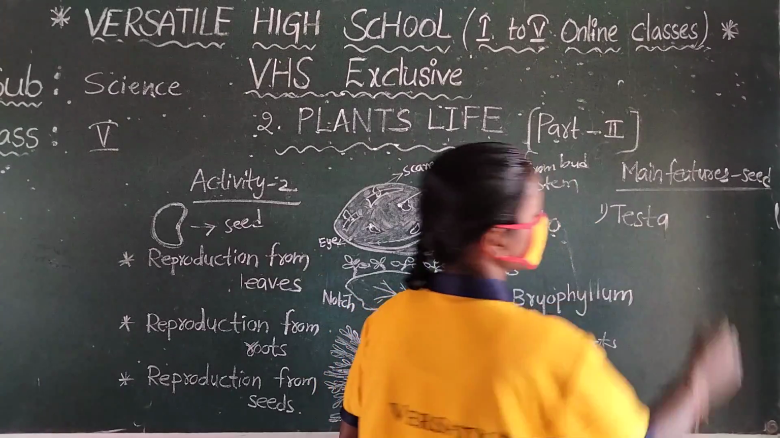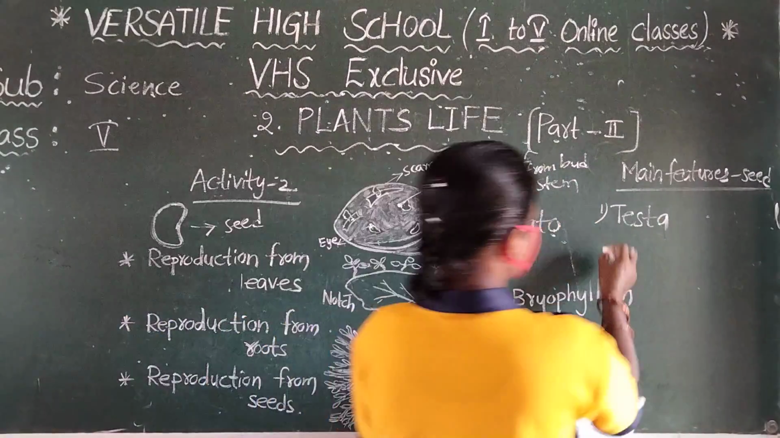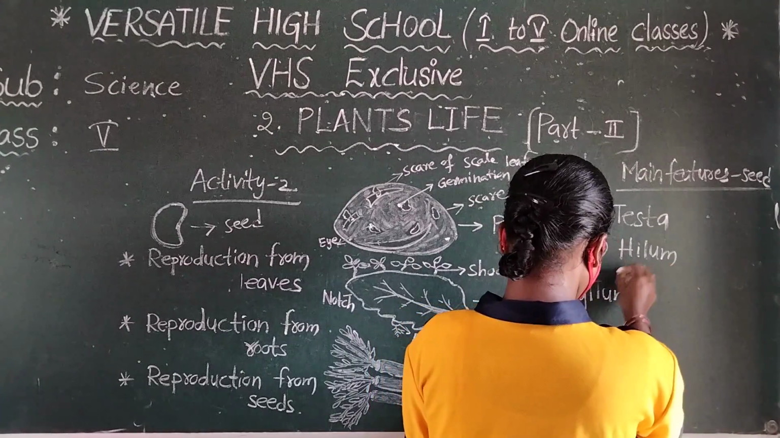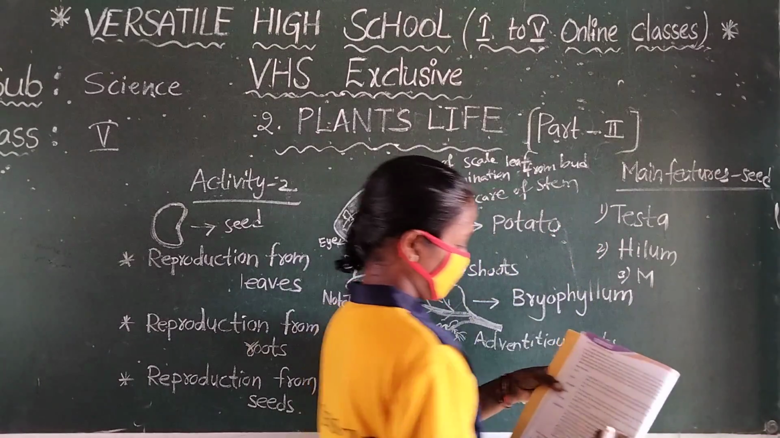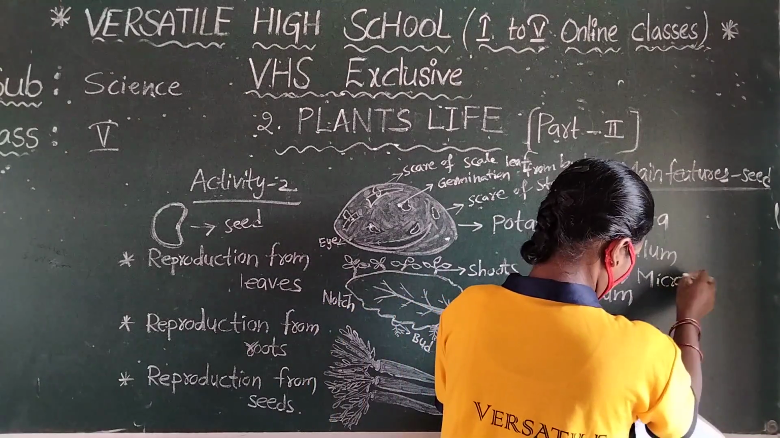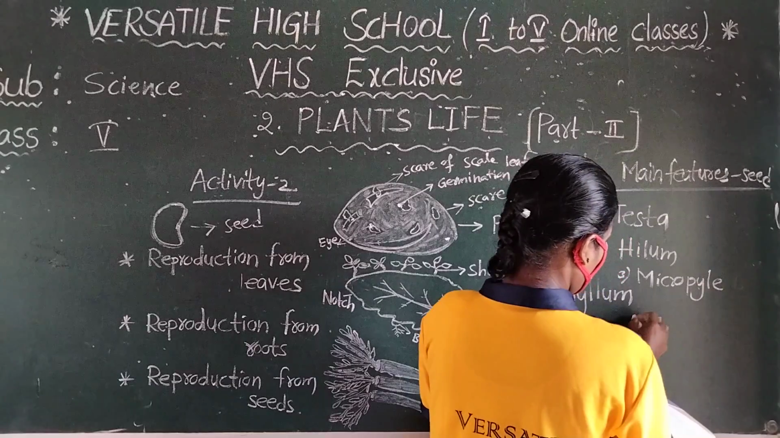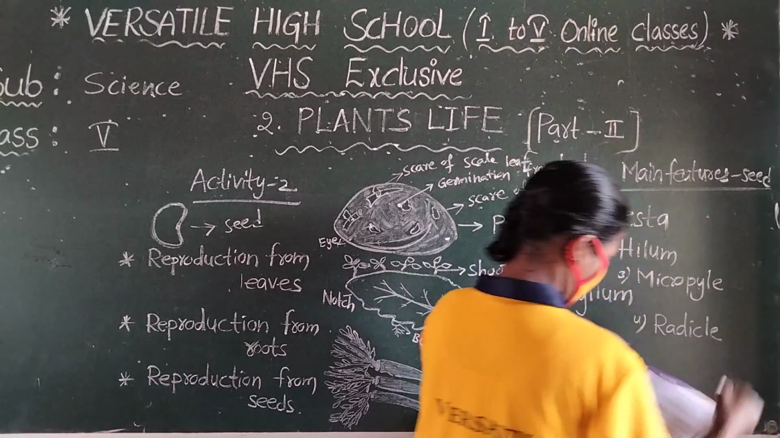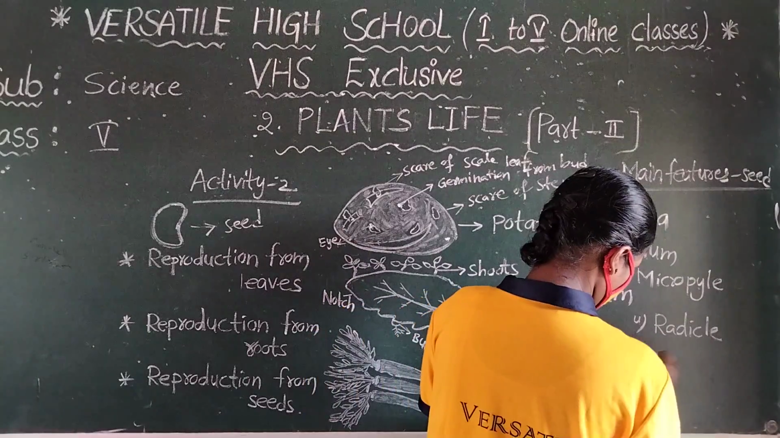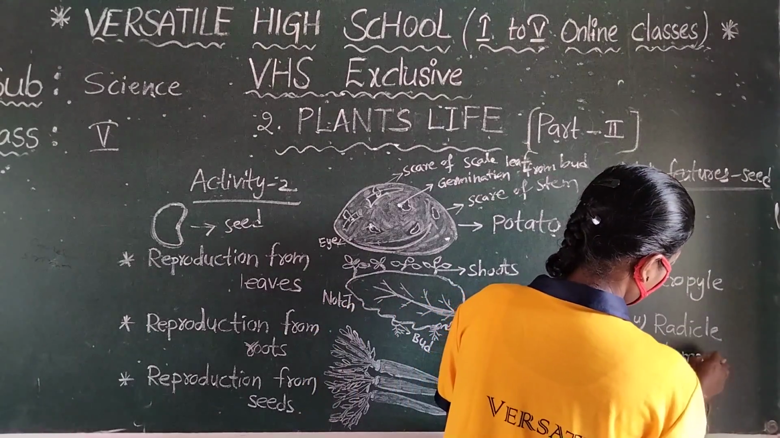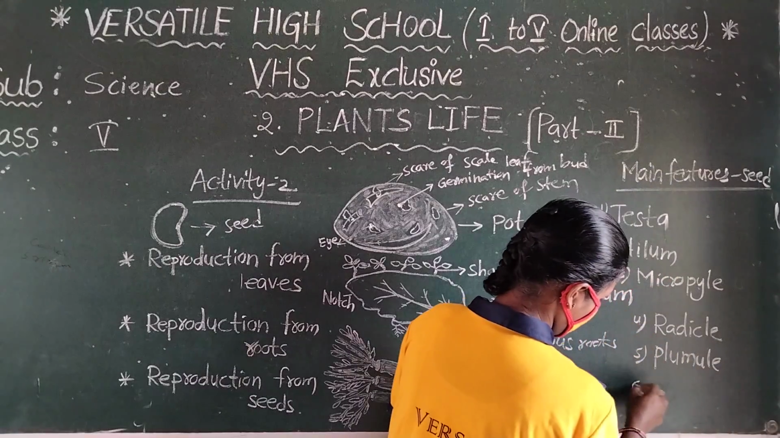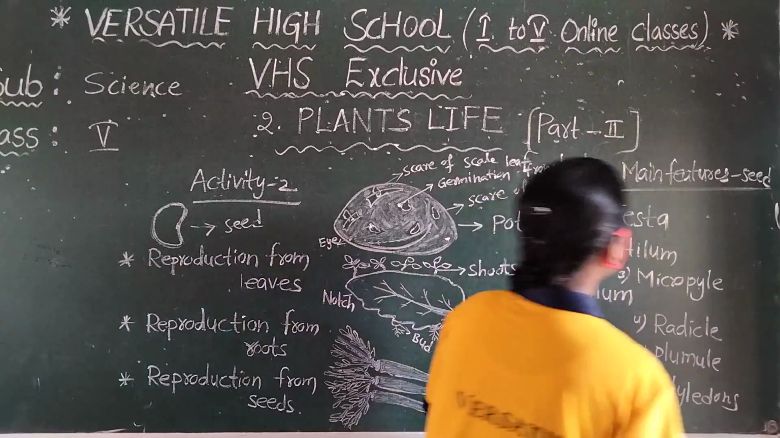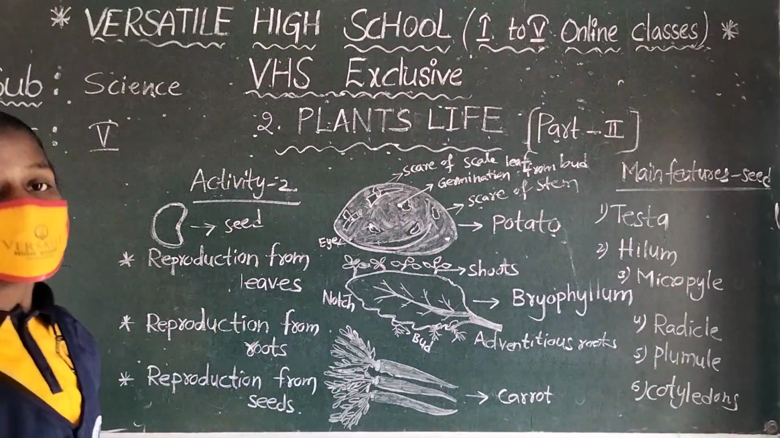What is that? Testa. And the next, second one is hilum. And the third one is micropyle. Micropyle. And the next one, radicle. What is that? Radicle. And the fifth one is plumule. And the sixth one is cotyledons. These are the parts, the main features of a seed.